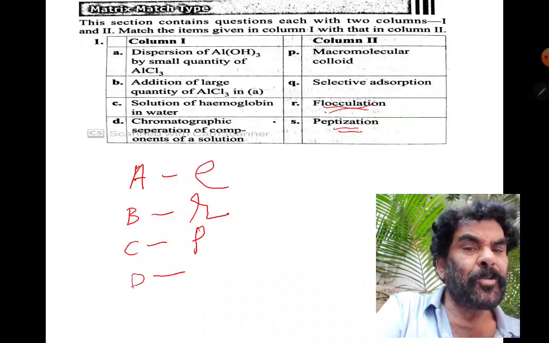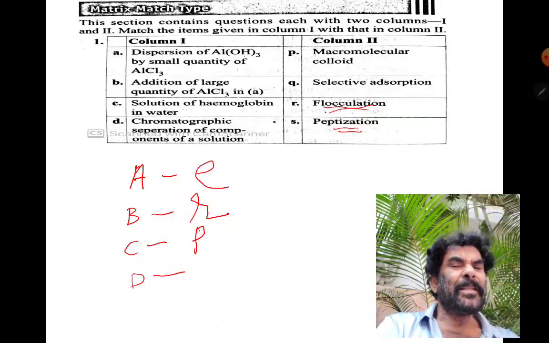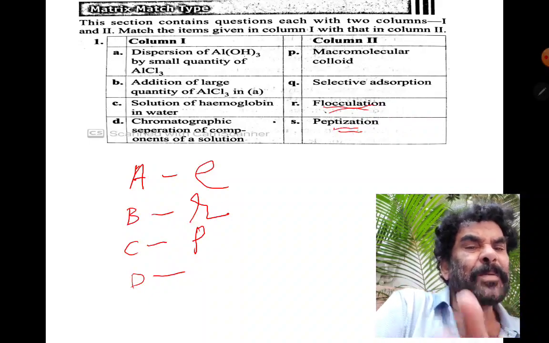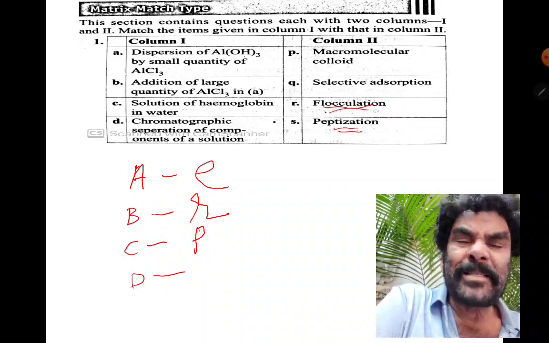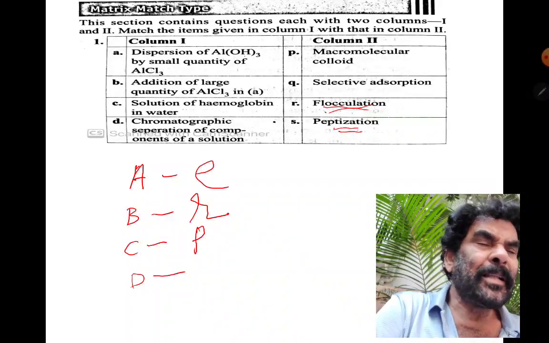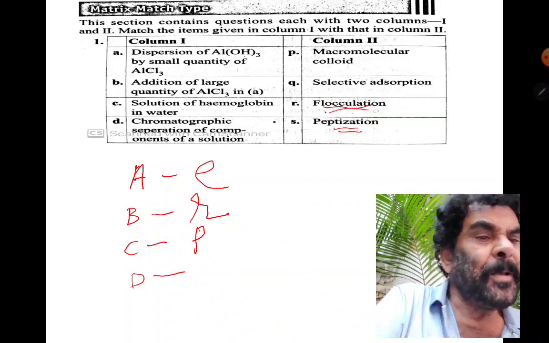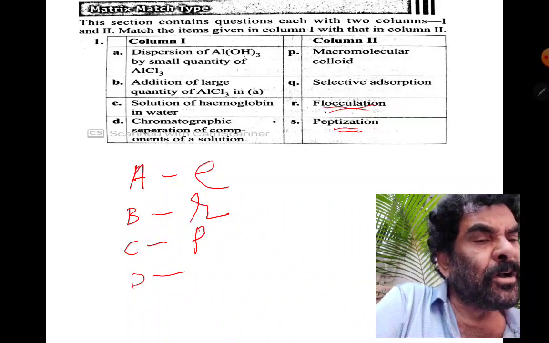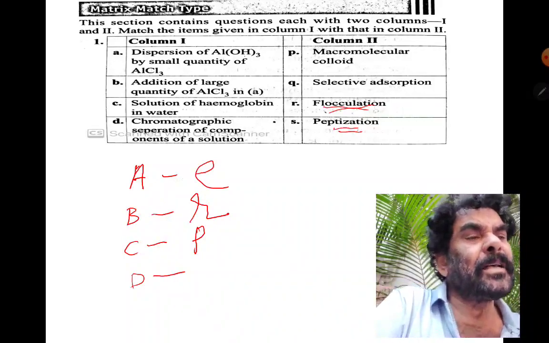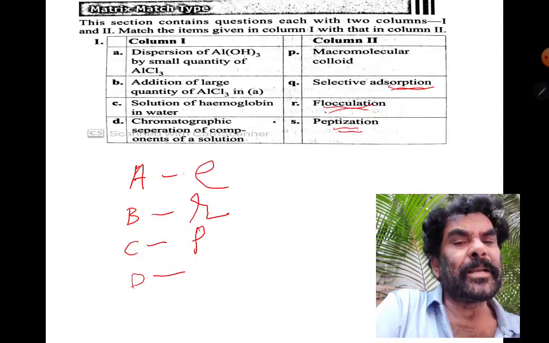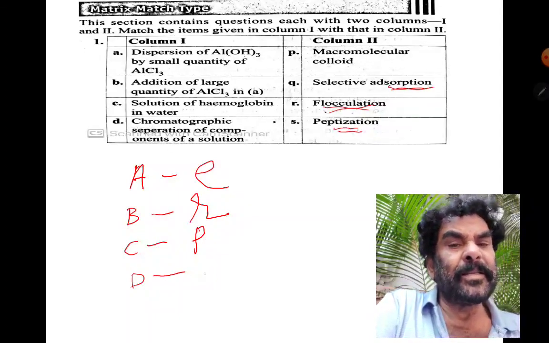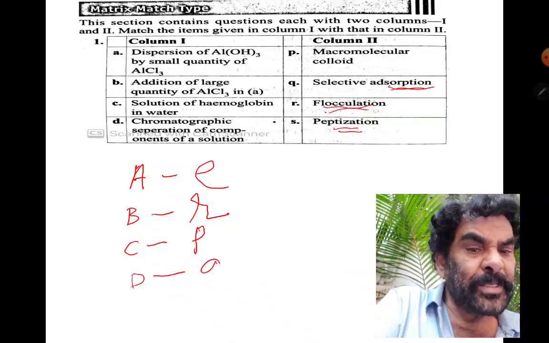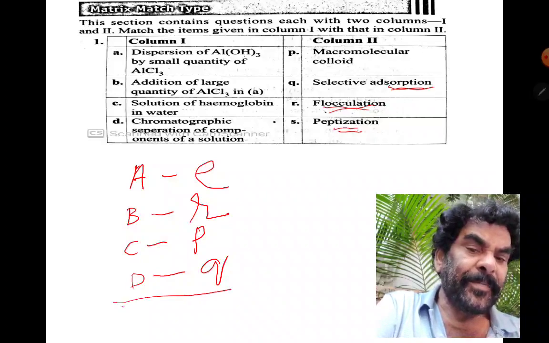Next is chromatographic separation. Normally mixtures of compounds are separated by a procedure known as chromatography, which works according to the adsorption principle, and different components of the mixtures have different adsorption abilities. So that is the selective adsorption principle. That is D. For D, Q is correct. See, this is the correct pairing.